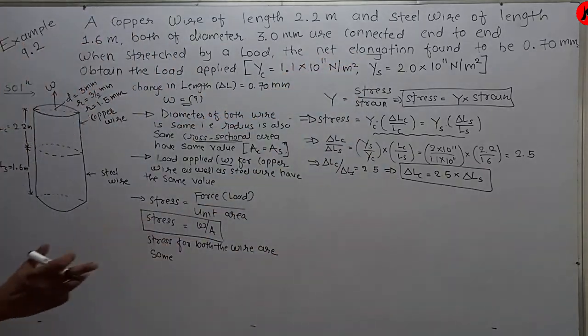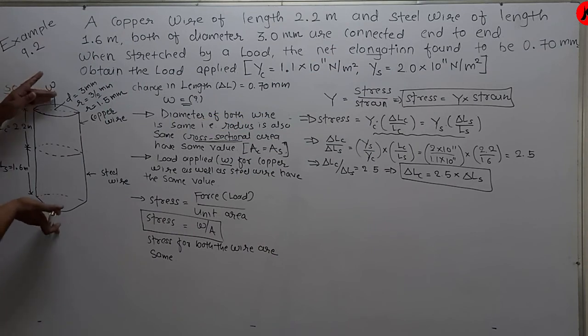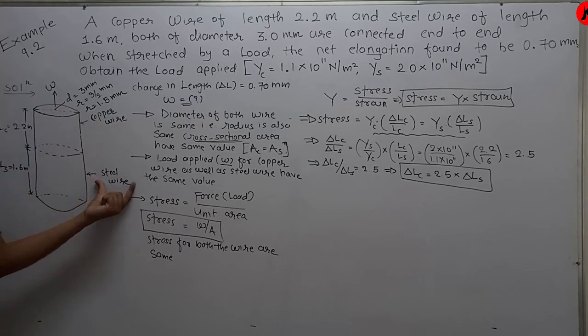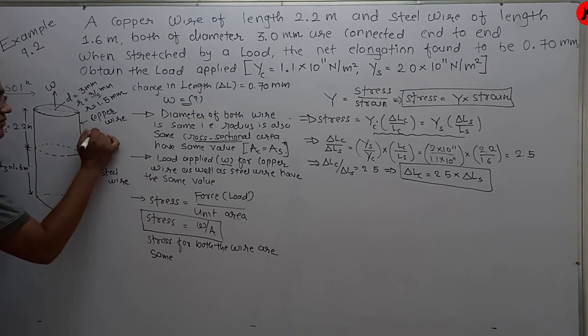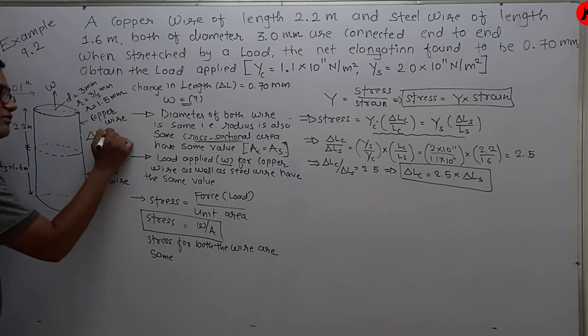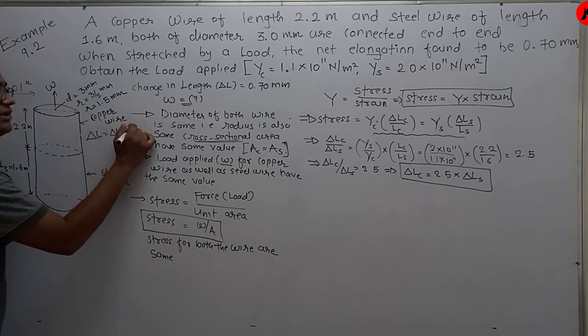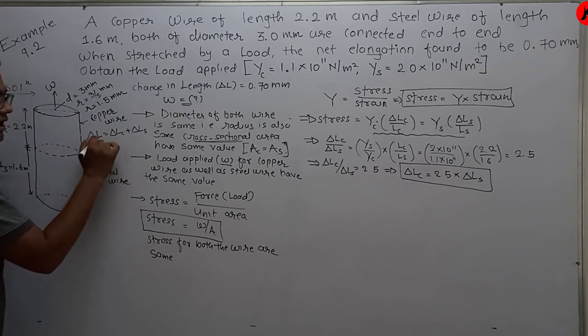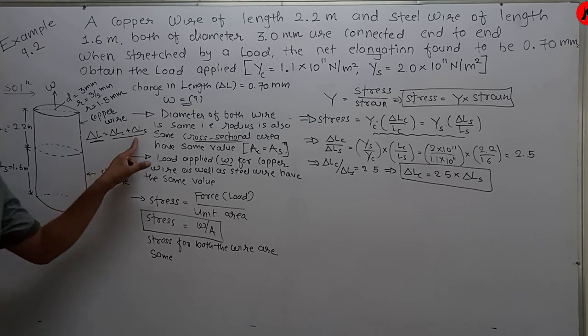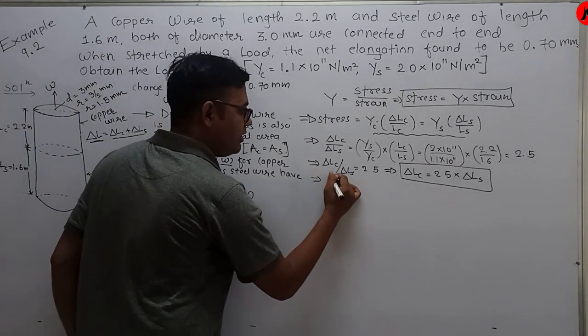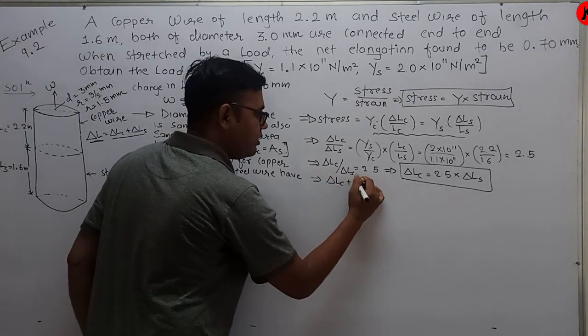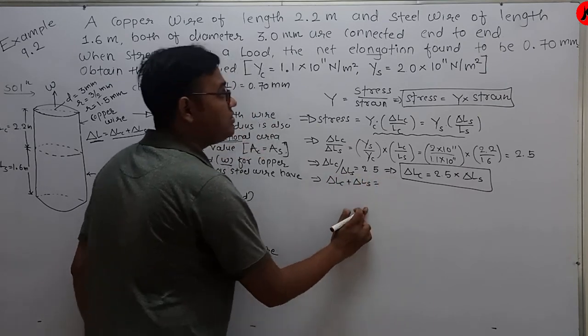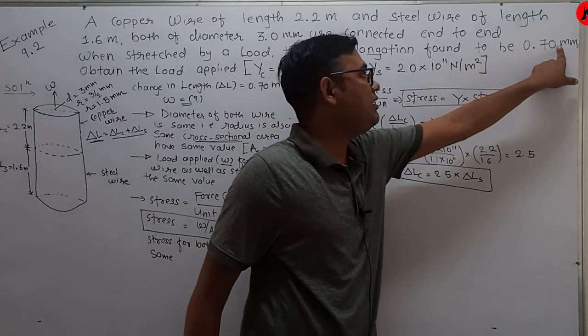Net elongation means the net change in length of this combined copper wire as well as steel wire. So net elongation, which is given by delta L, is equal to delta LC plus delta LS, right? Net elongation delta L is given by the equation delta LC plus delta LS, which is given as 0.70 mm.